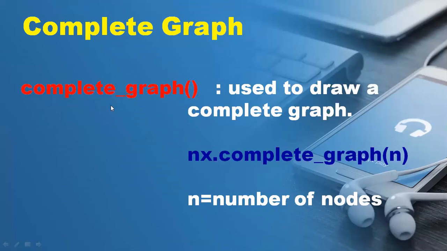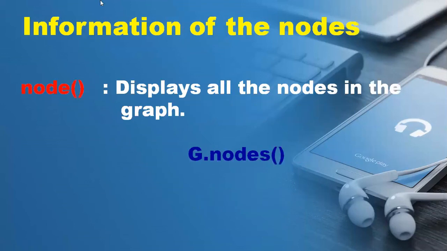What is a complete graph? Basically, in a complete graph, every node in the graph is connected to the rest of the nodes, and we will discuss this in the coming videos as well. Now coming to another function, that is node. When we call this function nodes with g, the graph, we can see all the available nodes in the graph. It displays all the nodes in the graph.